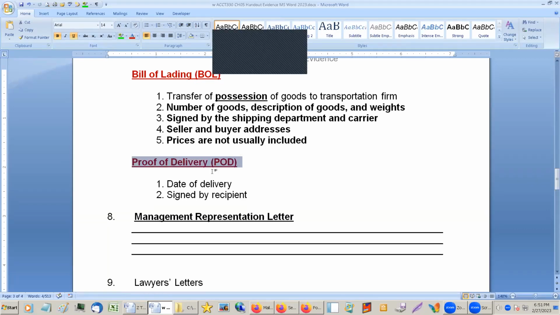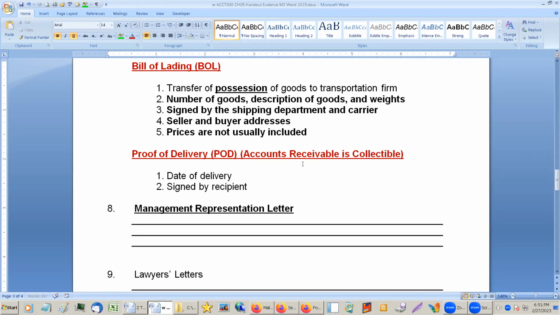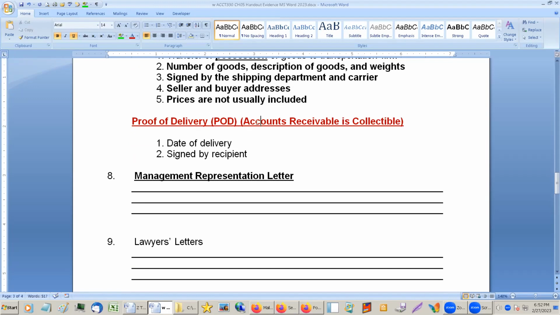This is especially to see if the accounts receivable is valid. Valid is a bad term. Collectible. If it never arrived there, it's probably not collectible.